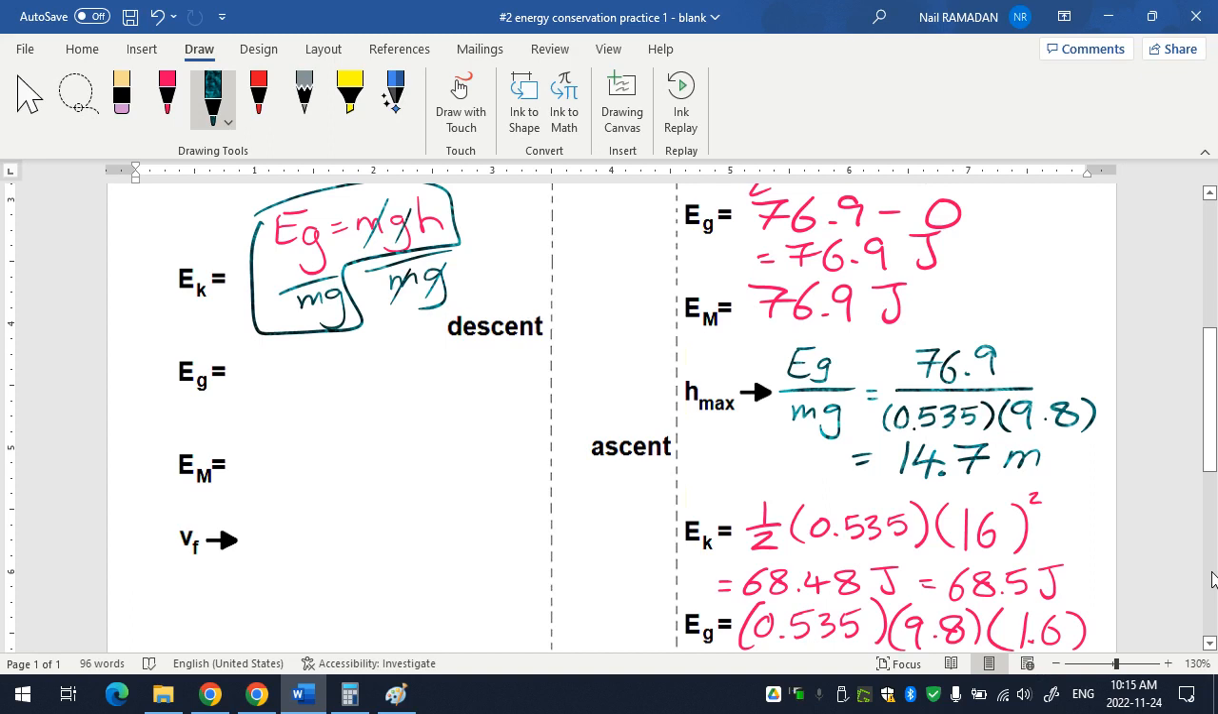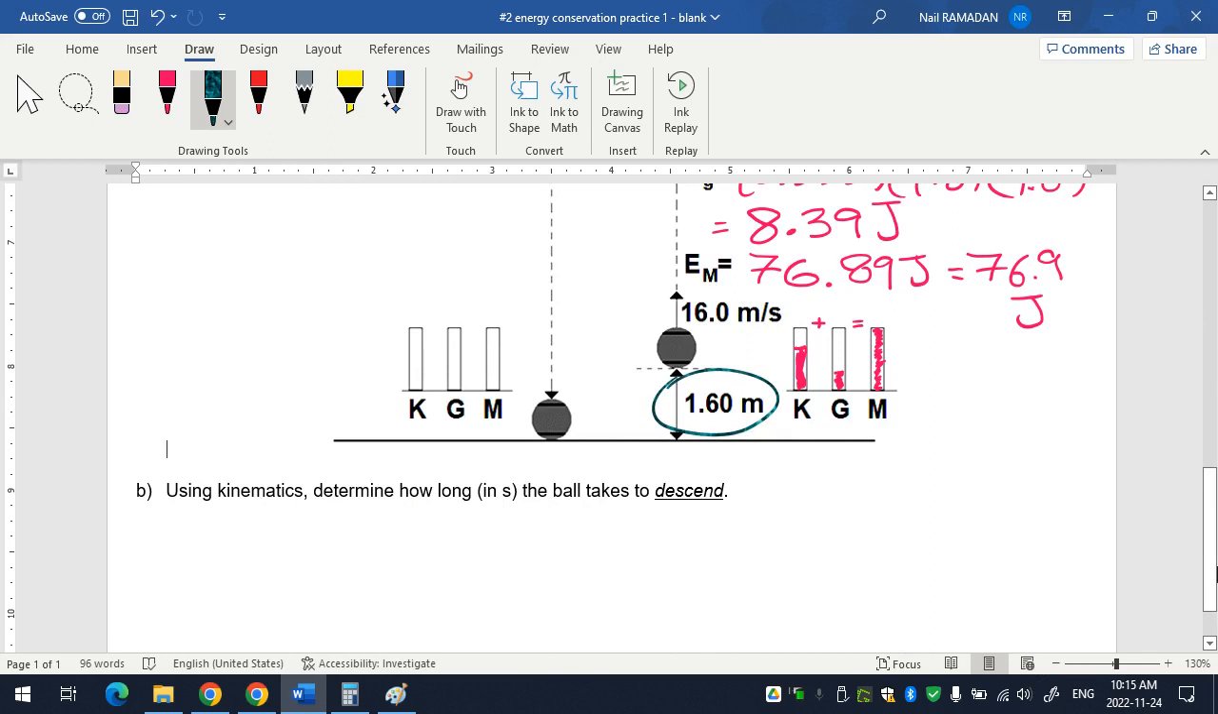Okay, everyone, listen up. Yasmin is asking, how would I know that this 14.7 already includes the 1.6? Because this one was measured from the what? Do you remember the special warning I gave you about EG? What was the special warning? Once you choose a reference height, it never changes, which means what?